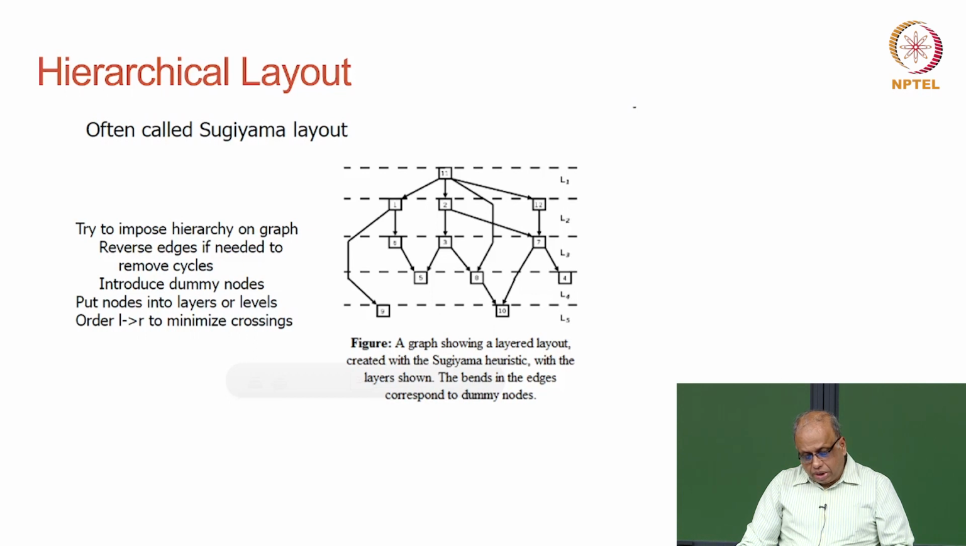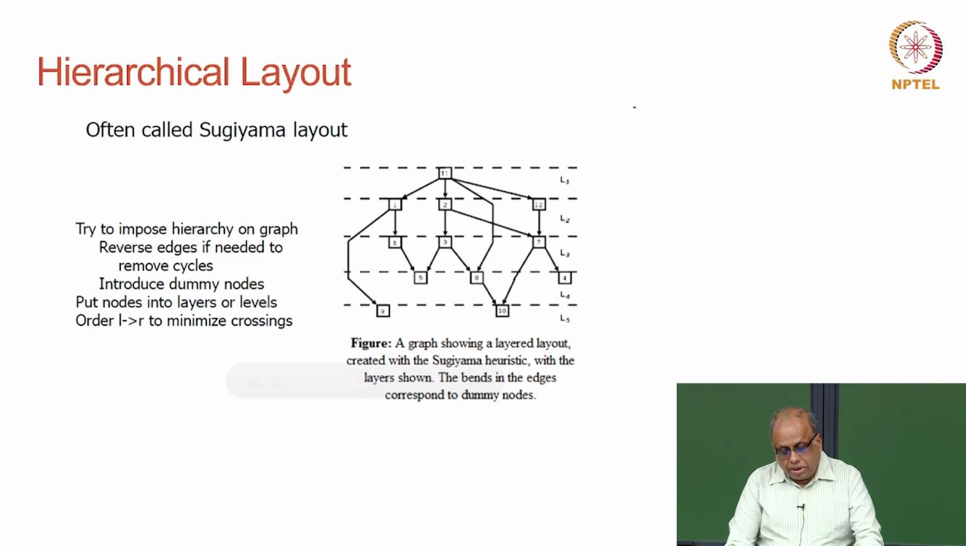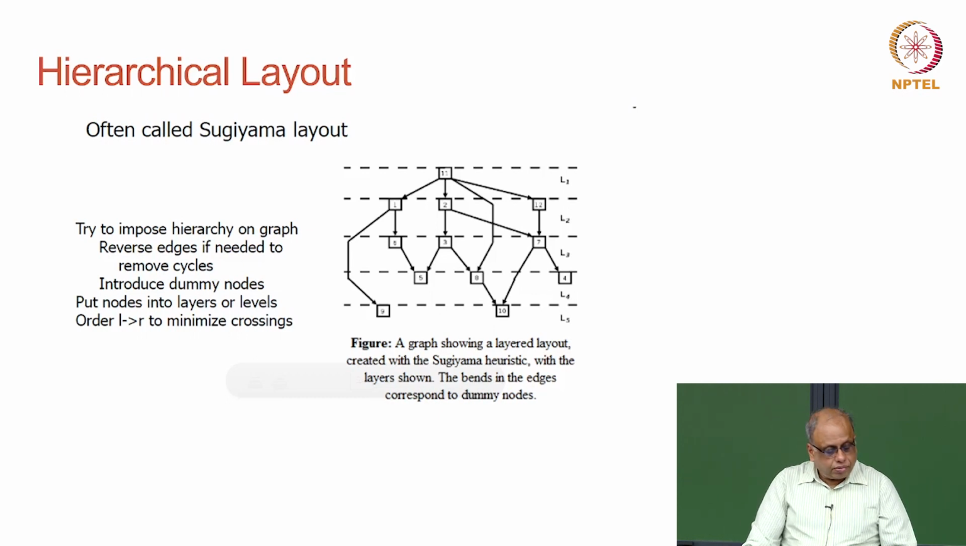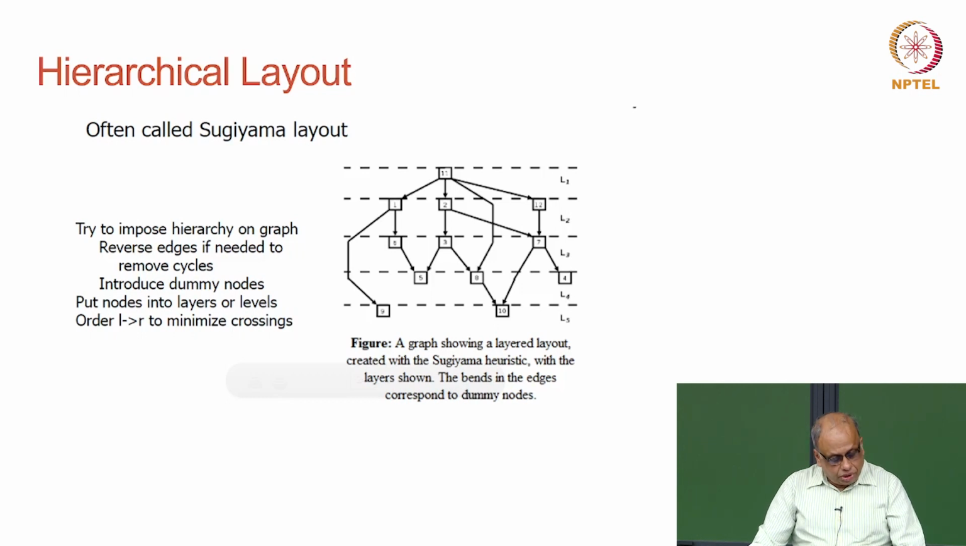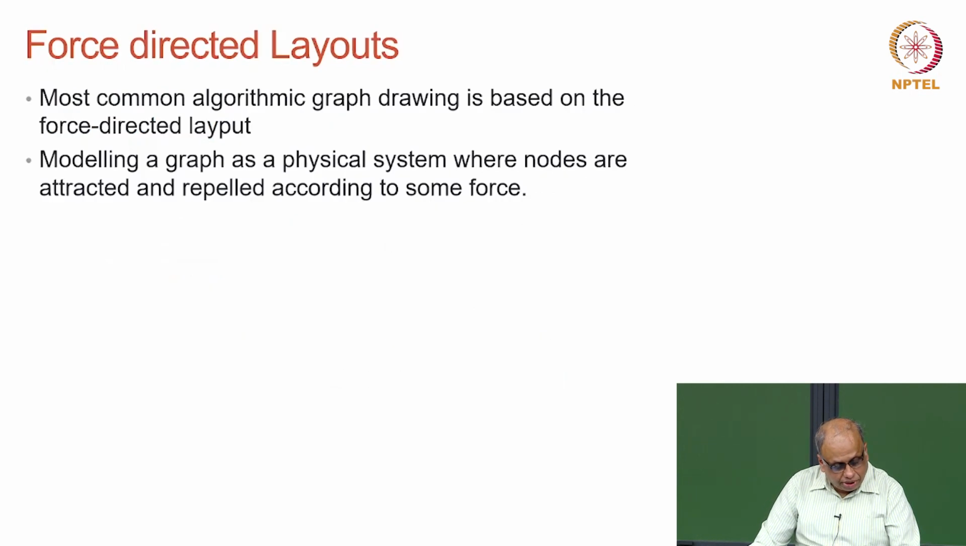And they tried to have a left to right arrangement of the nodes to minimize the edge crossing. So this algorithm was quite popular initially, but obviously for a small graph you can try to impose this kind of hierarchy, but for large graphs this is not possible.